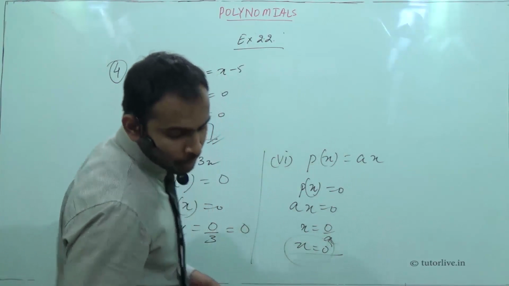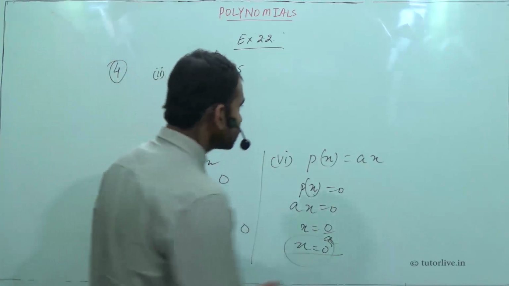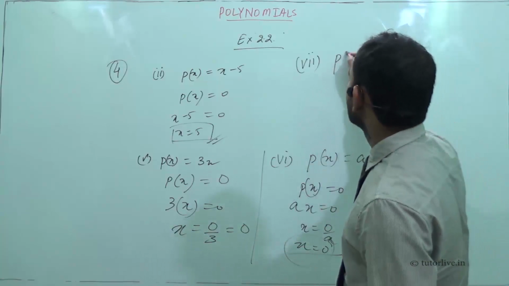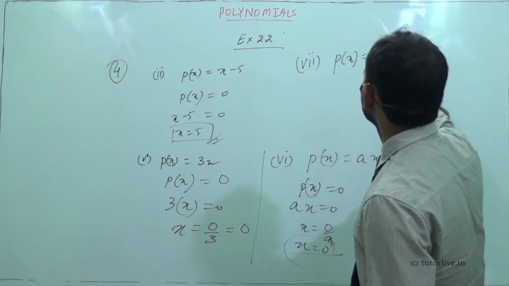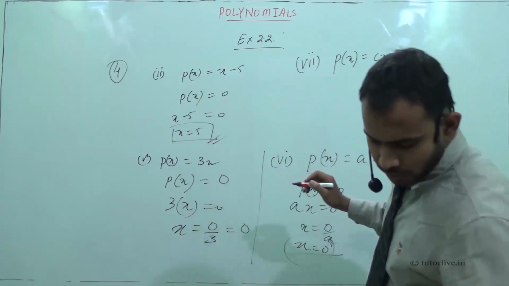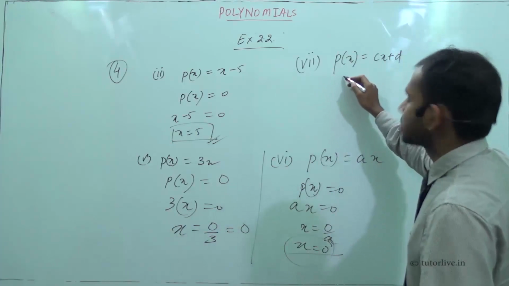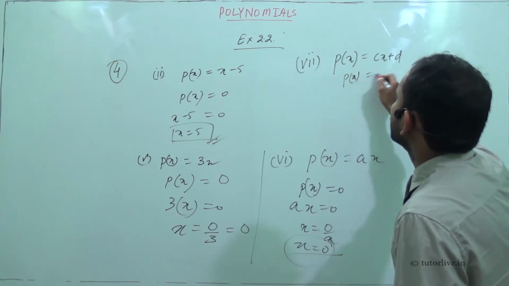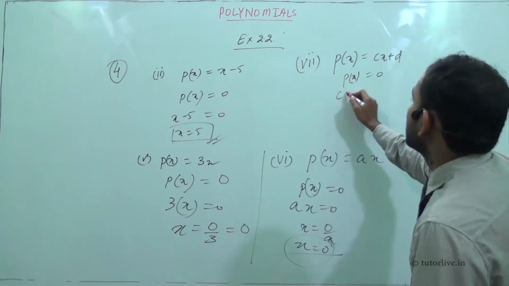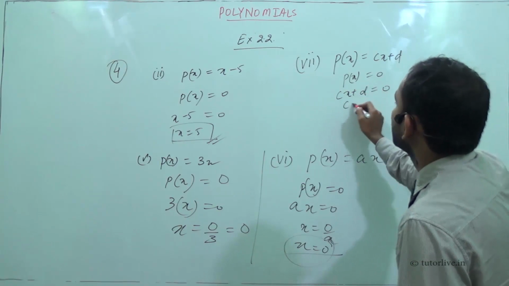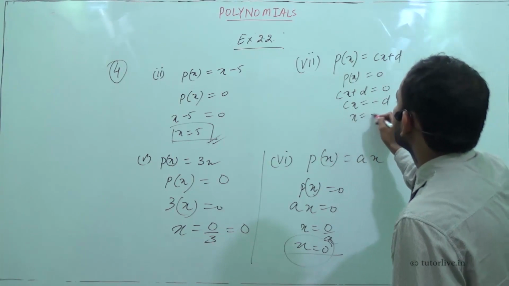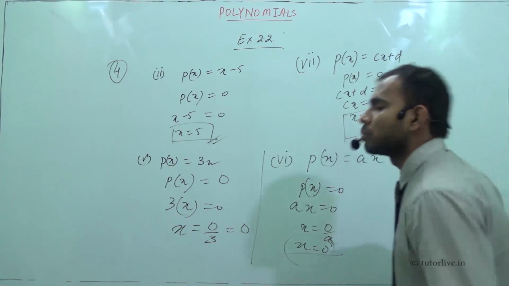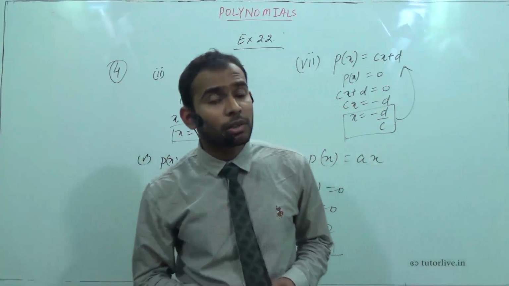Moving on to the seventh part. Seventh part says we have p(x) is equal to cx plus d, where c and d are real numbers, of course. So p(x) is equal to 0. We are equating this equation to 0. So cx plus d is equal to 0. cx is equal to minus d, or x is equal to minus d upon c. So this is the 0 for this particular polynomial. Easy. And that is how you find out the 0 of a polynomial.